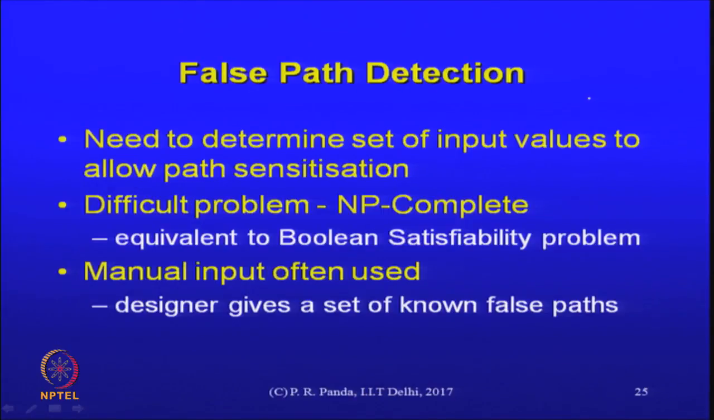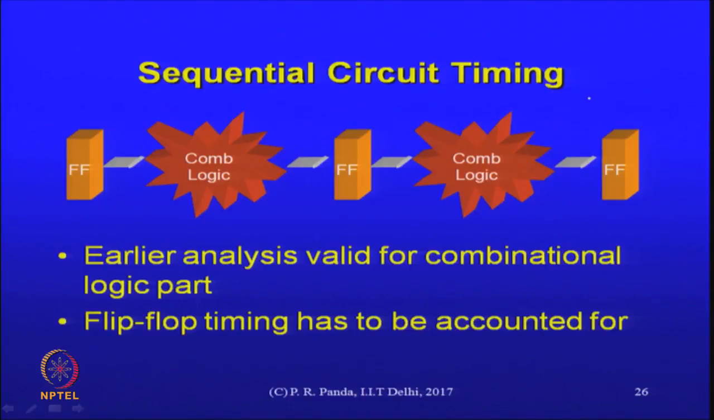Often manual inputs are used. The designer may have some intuition himself about which are the paths based on external knowledge, not necessarily obvious from the netlist itself, but other knowledge might be there that the designer can actually use to instruct the tool that these paths are false. So, that is about the false path.